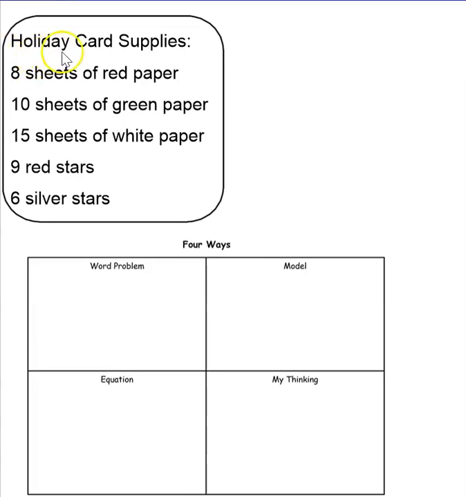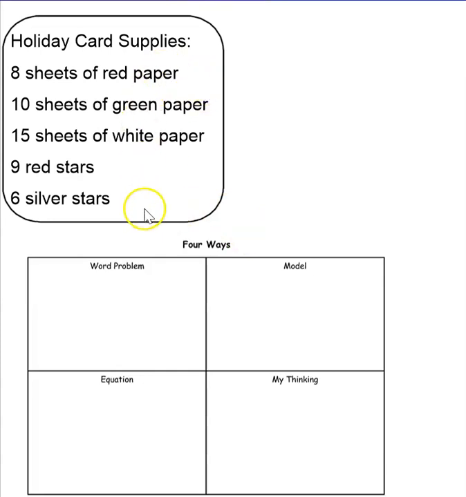So at the top it says holiday card supplies. So we have different supplies. And on the first line it says 8 sheets of red paper. So we know we have 8 sheets of red paper. We have 10 sheets of green paper and 15 sheets of white paper. So we know that we have these 3 different colors of paper, and then we have 9 red stars and 6 silver stars. So those are the different types of holiday card supplies that we're going to use.